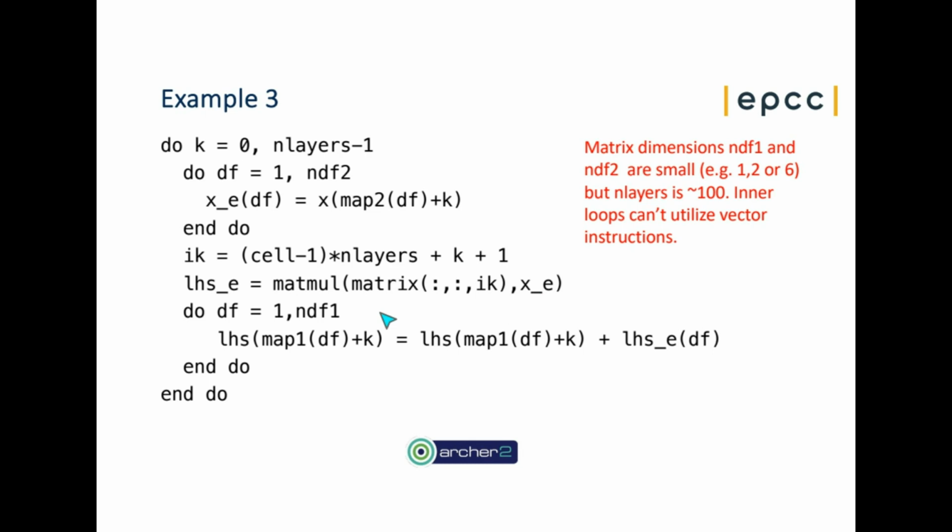But it kind of looks sensible, because these matrices are quite small. The matrix dimensions are typically small numbers like 1, 2, or 6. But the problem is that the implied loops inside the matmul call are really too small to benefit from vectorization. Whereas the outer K loop is on the order of 100 iterations or something like that.